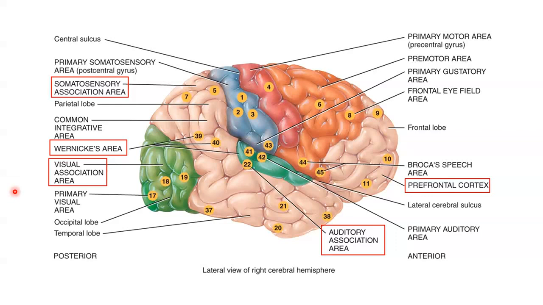The prefrontal cortex, which is sometimes also called the frontal association area, is a really big component of the frontal lobe. It's particularly well developed in humans. And the prefrontal cortex is concerned with a person's personality, their intellect, their complex learning abilities, their initiative, reasoning, mood, and their conscience.